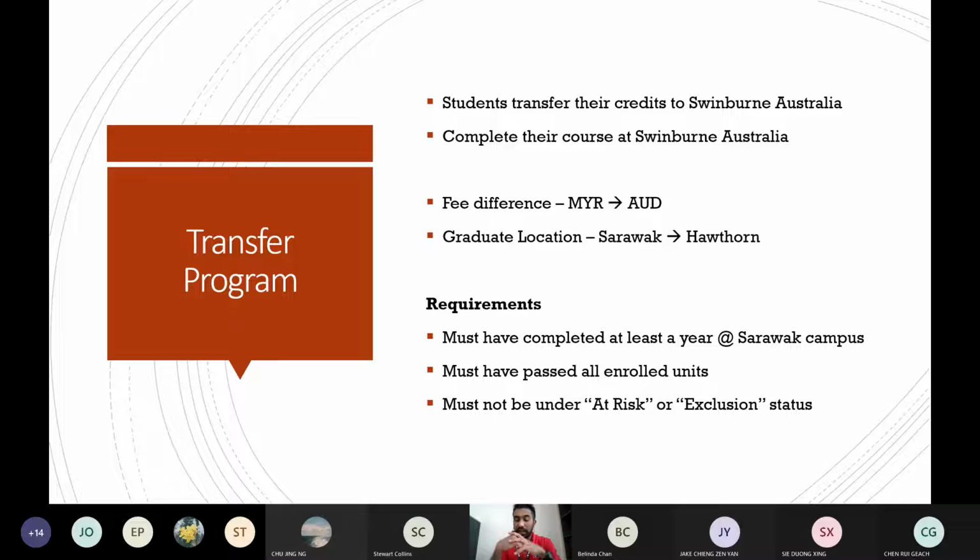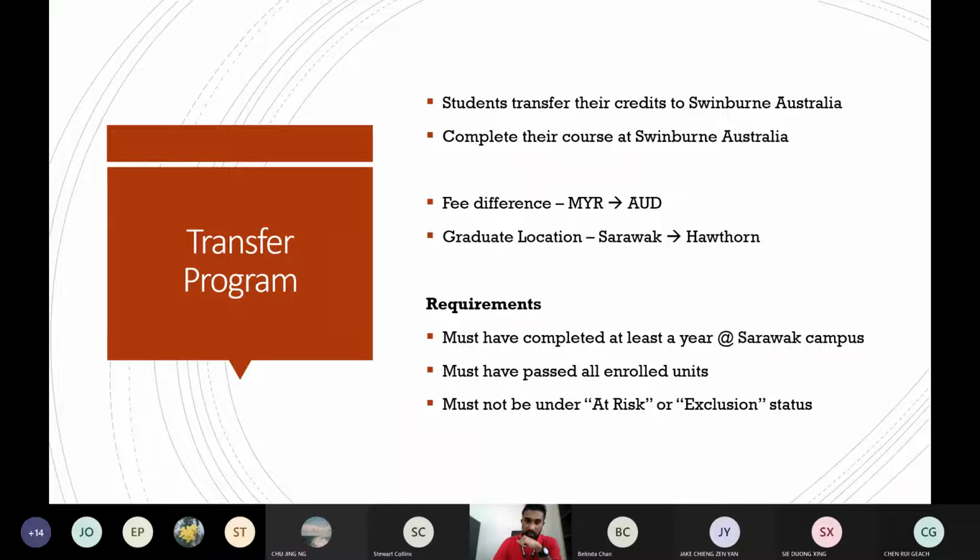When you submit your documents, we will do all this checking to see whether you're at risk or under exclusion. In case you're wondering what that means, if you fail 2 units in your previous semester, then you'll be at risk. Or if you fail the same unit more than twice, then you'll be at risk as well. I hope that's pretty clear.